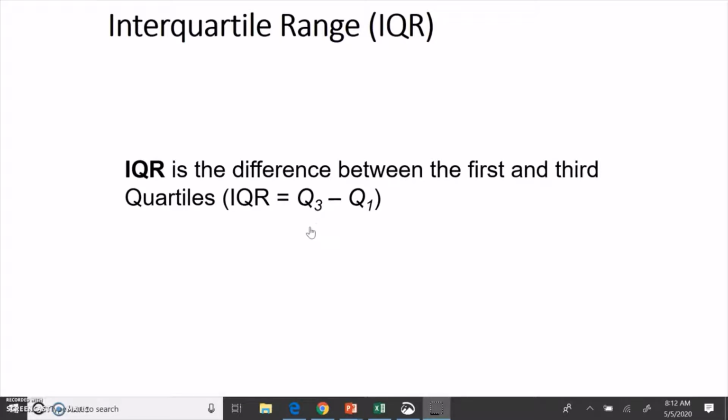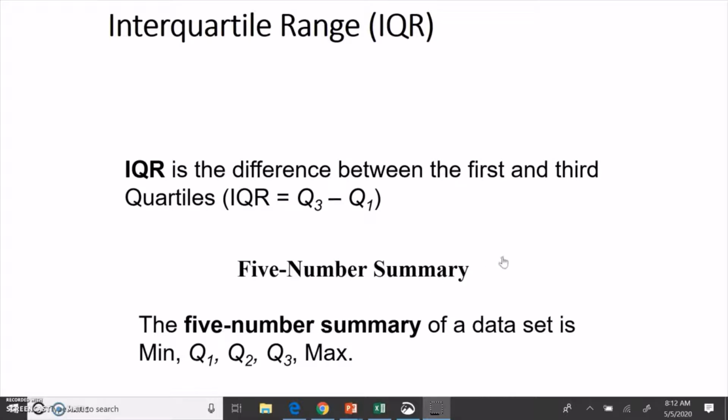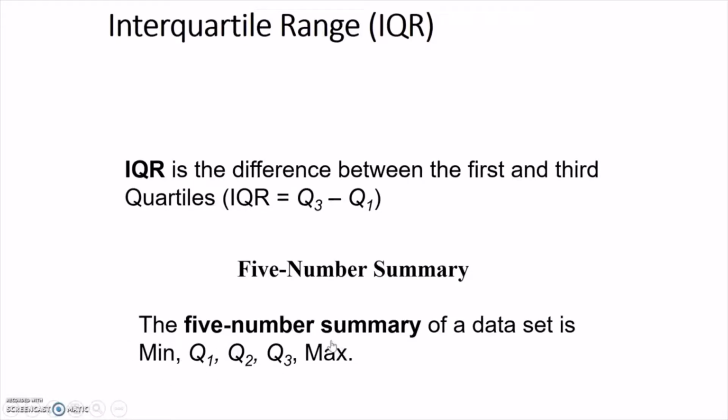Okay. Next, the concept of 5-number summary. What is a 5-number summary? These five numbers: the minimum value, the first quartile, the second quartile, the third quartile, and the maximum value. These 5 numbers make the 5-number summary of our data set, right?